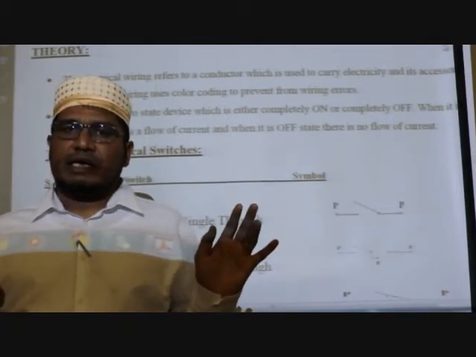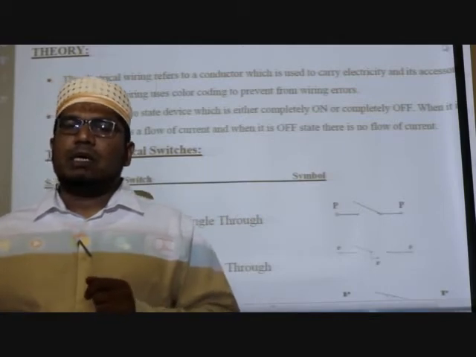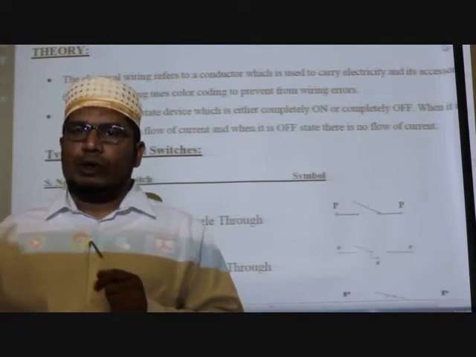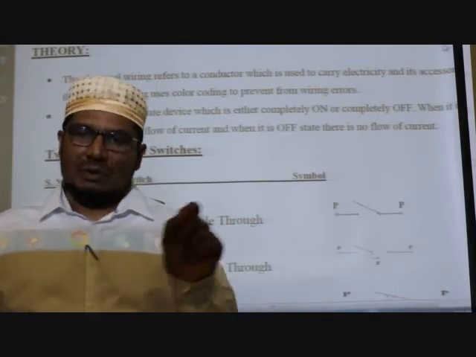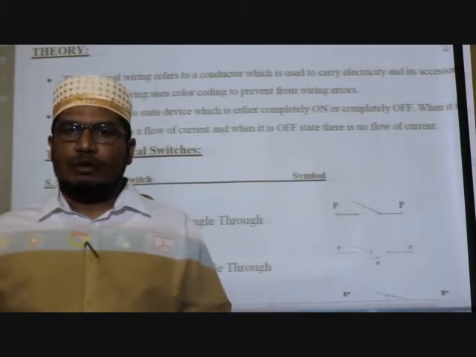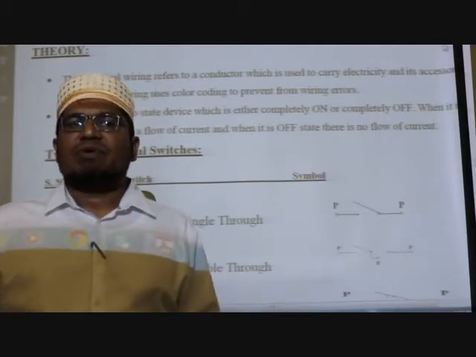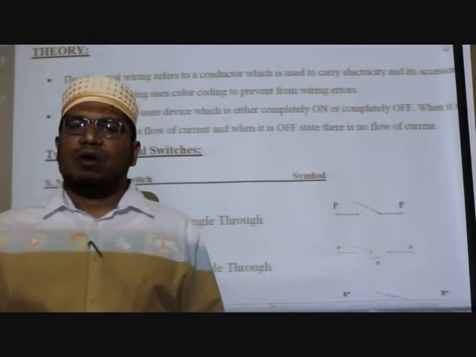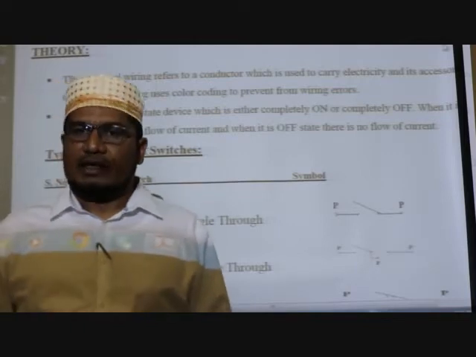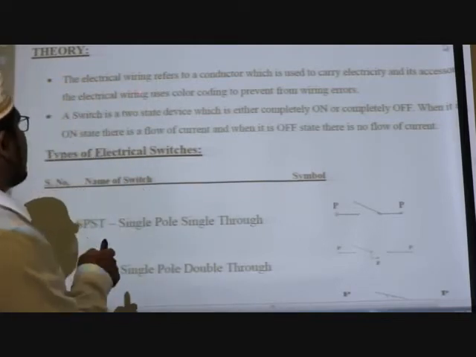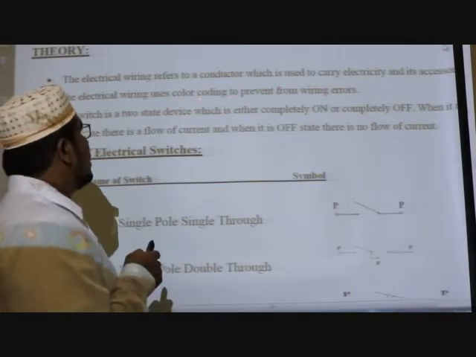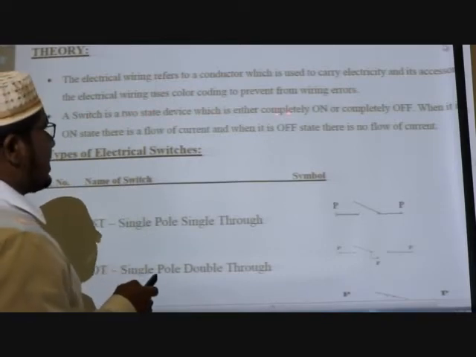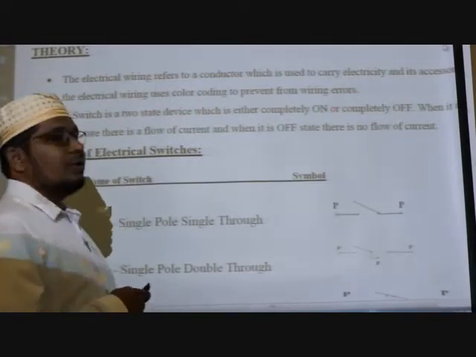Once you design a circuit, you must note down the color coding on a piece of paper, or for household wiring, in the sketch of the electrical wiring we have to mention in the title box at the bottom, where the electrical wiring chart is, which wire color is used for what, like red phase wire, blue wire for neutral and green wire generally for the earth. That's why we say electrical wiring uses color coding to prevent wiring errors. Now, a switch is a two-state device which is either completely on or completely off. It's very important.